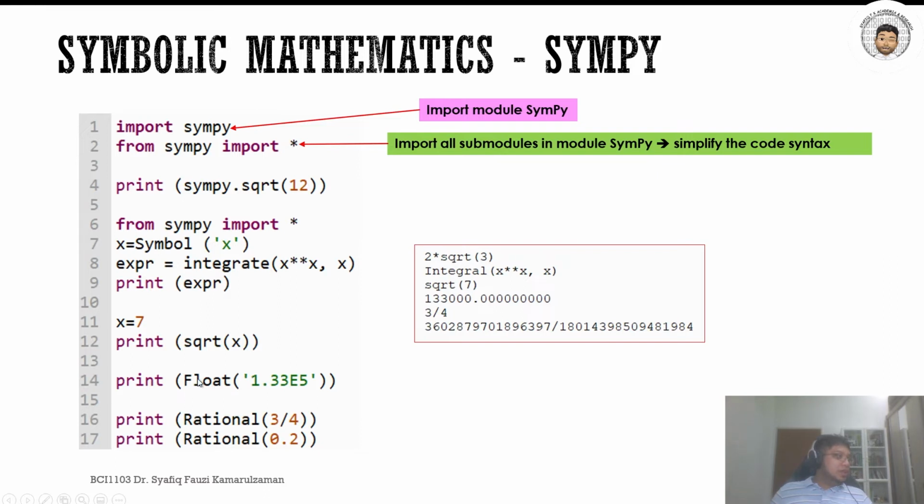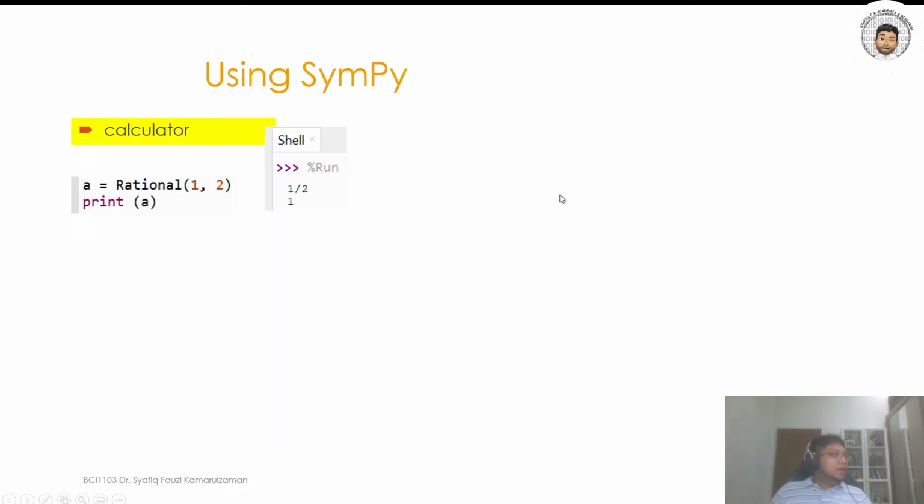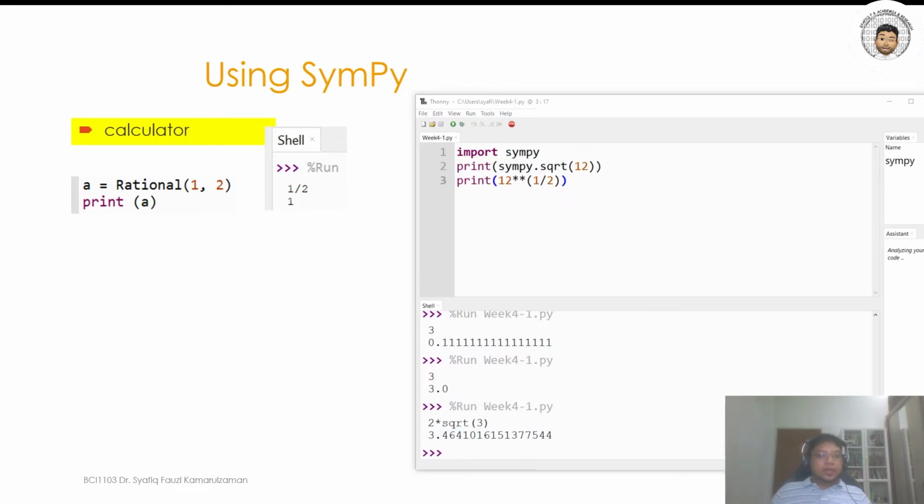If you want to see, for example, you have this value 133, exponential 5, and you want to see the whole value, you can put in float 1.33E5, and you can get the full value. And here for rational number 3 out of 4, and here a rational number of 0.2, you get this one. All of them are generated using the module of SymPy. Okay, let's go towards here first. Using SymPy, we have here a rational number.